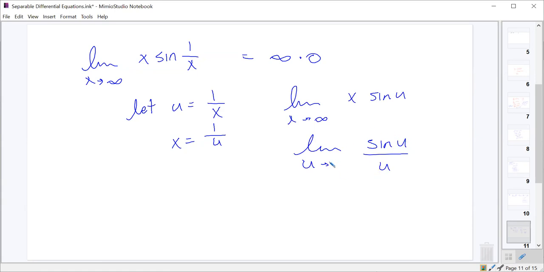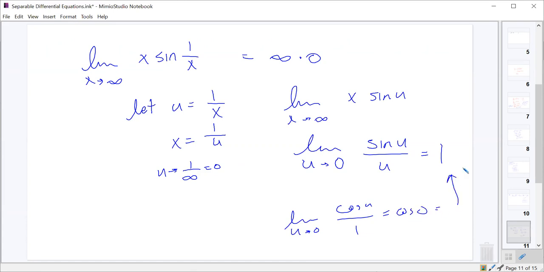Should be 1, right? And conveniently, that's what we end up with, because if x is approaching infinity, u is approaching 1 over infinity, which would be 0. So we end up with the limit as u approaches 0 of sine u over u, which we have memorized as 1. Or if we don't have it memorized as 1 like we should, you can just use L'Hopital's rule on it and get cosine u over 1, which would be cosine of 0, which would be 1. Does that make sense?